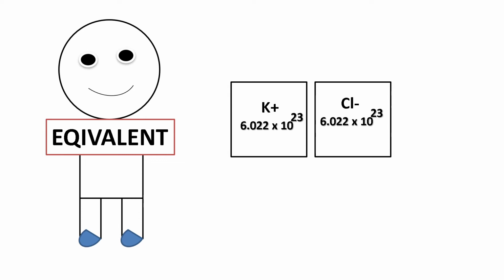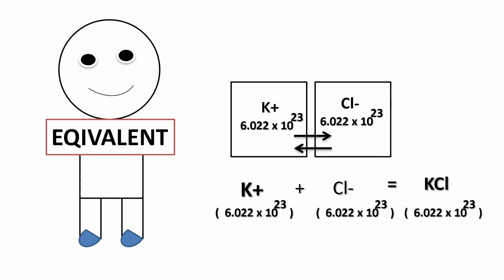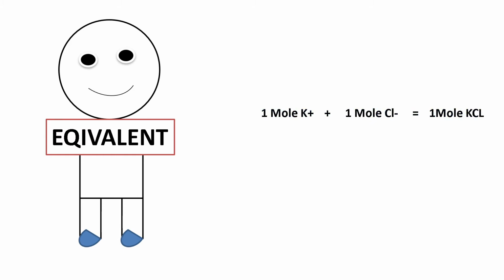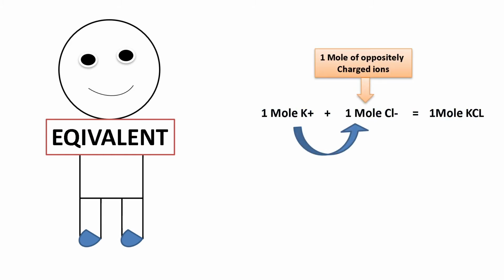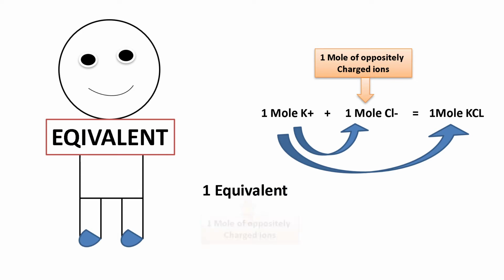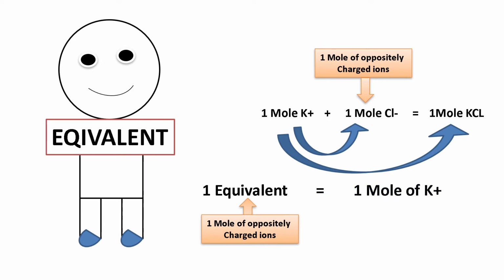Therefore, we can say 1 mole of potassium ions will combine with 1 mole of chloride ions to form 1 mole of potassium chloride molecules. This means that 1 mole of potassium ions will need 1 mole of oppositely charged ions to form 1 mole of potassium chloride. That means 1 equivalent is 1 mole of oppositely charged ions that will bind chemically with potassium ions. So, 1 equivalent is equal to 1 mole of potassium, or we can say that 1 mole of potassium ion is 1 equivalent because potassium needs 1 mole of oppositely charged ions.